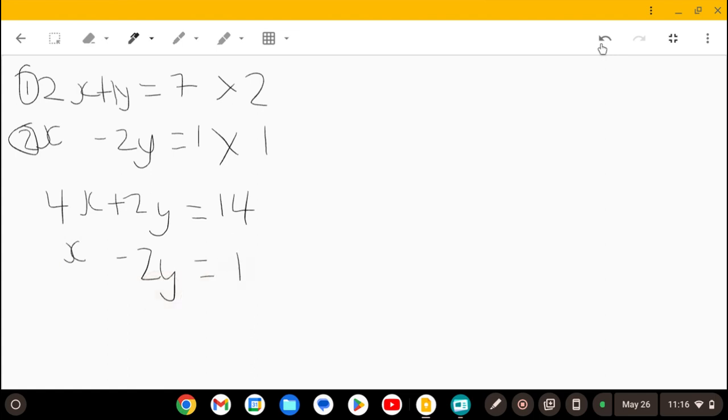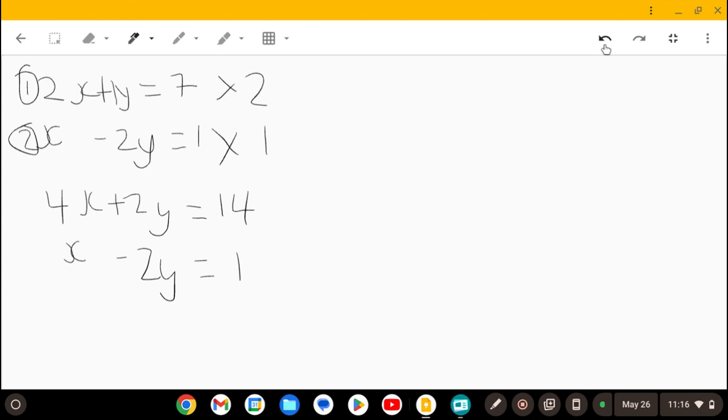So now, if you realize, we did get our coefficients to be the same, 2 and 2, right? So now we need to determine whether we need to get rid of them by getting down to 0, because we need to get rid of the y terms. So now we need to decide whether we're going to add or subtract.